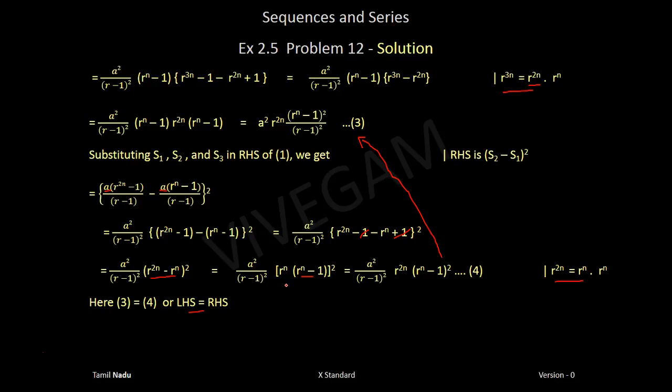Then what will happen? R to the power of n is there. So you are taking one r to the power of n commonly out. So this becomes, once you take one r to the power of n, left out is r to the power of n. It is here. For this one, if you take r to the power of n, 1 is only left out. So that is why you are getting it as r to the power of n minus 1. Now when you take the bracket out, this will become r to the power of n whole square, that is r to the power of 2n, and this will become r to the power of n minus 1 the whole square.